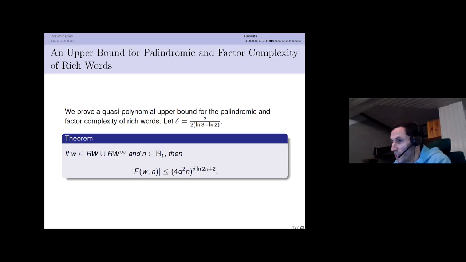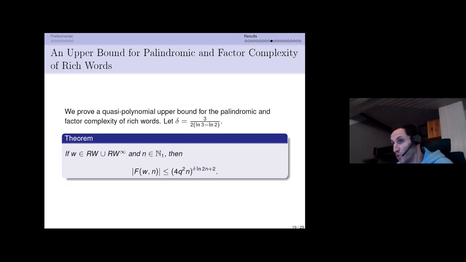I had to count the number of palindromes. I considered all the palindromes, regardless of whether they are rich or not. So I considered that there are q to the power of n divided by two palindromes. This is what I showed you. This is quite inefficient, because there are many palindromes that are not rich, and we need only rich palindromes because, as I said, every factor of a rich word is rich. So it is enough to consider only rich palindromes.